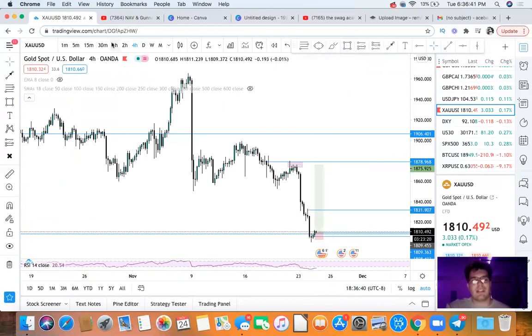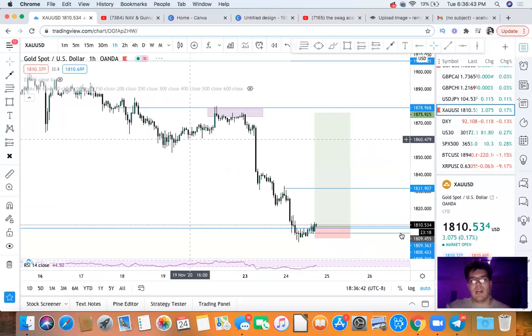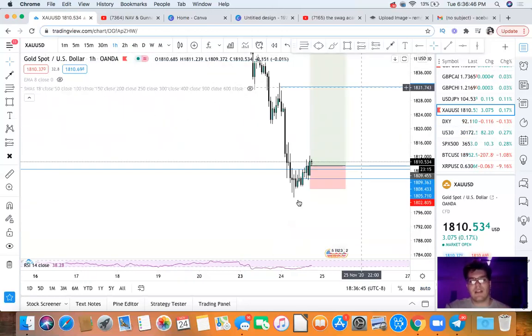So I'm going to explain that TP on the entry as well. We come into the 1-hour time frame. As we see that daily rejection, we saw that daily rejection down here.